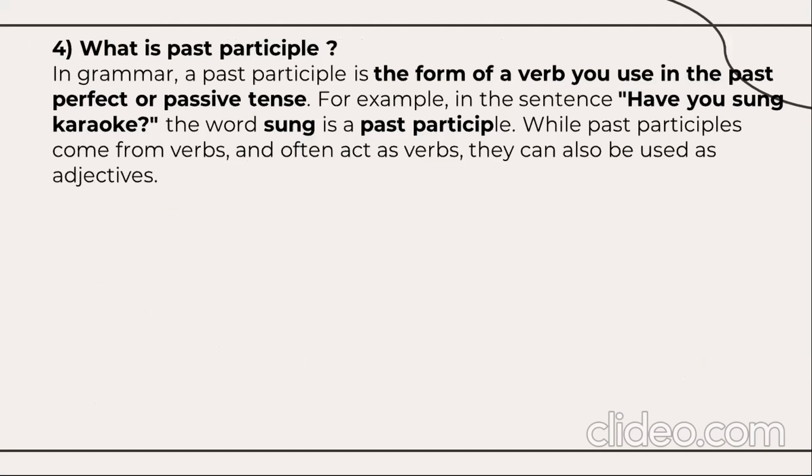Question number 4, what is past participle? It's from the tense. In grammar, a past participle is a form of a verb. You can use it in the past perfect or in the passive. For example, in the sentence, have you sung karaoke? The word sung is the past participle of the root verb sing. While past participles come from verbs and often act as verbs, they can also be used as adjectives.